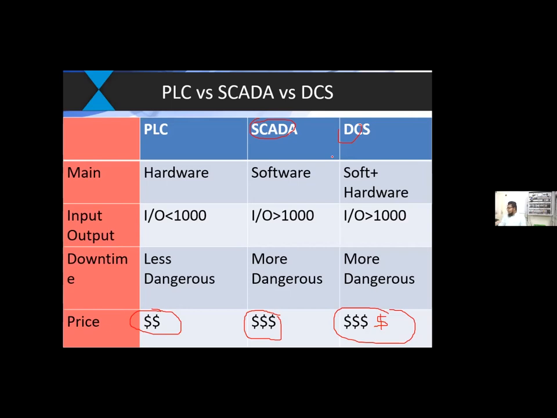So now if you have SCADA and DCS, what is the benefit? Troubleshooting is easy. We can control the whole power plant sitting in the same place. But in a manual power plant, we cannot do it this way. Okay, so these are the main differences between PLC, SCADA, and DCS.